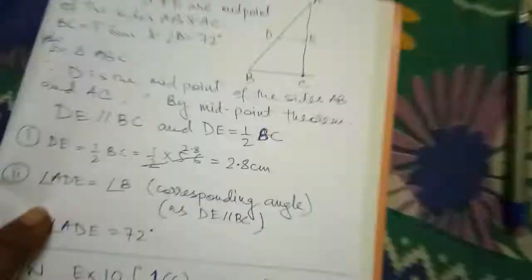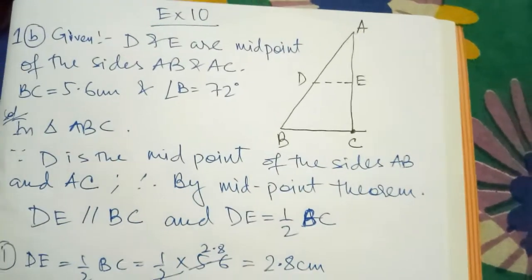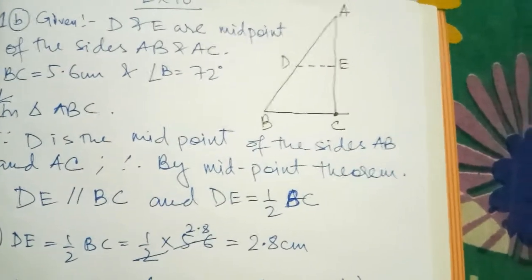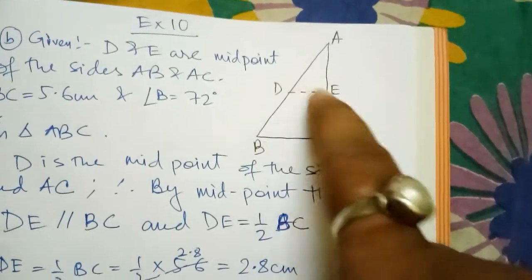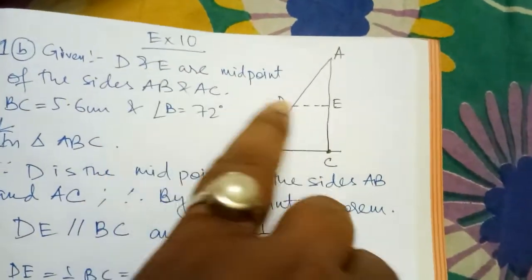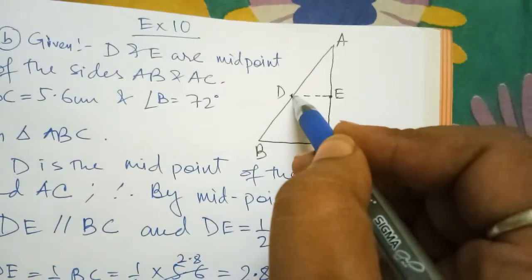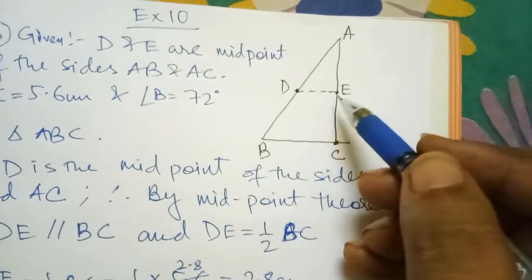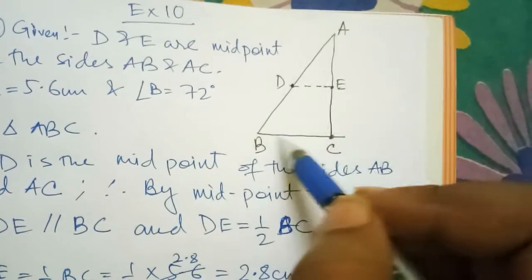Now we go for one question from exercise 10, exercise 1b. You have to find the value of DE and the value of angle ADE. Now see, in triangle ABC, it is given that D and E are the midpoints. These two points are given as midpoints. In the first theorem we have done, if these two points are midpoints, then definitely DE equals half of BC and DE is parallel to BC.